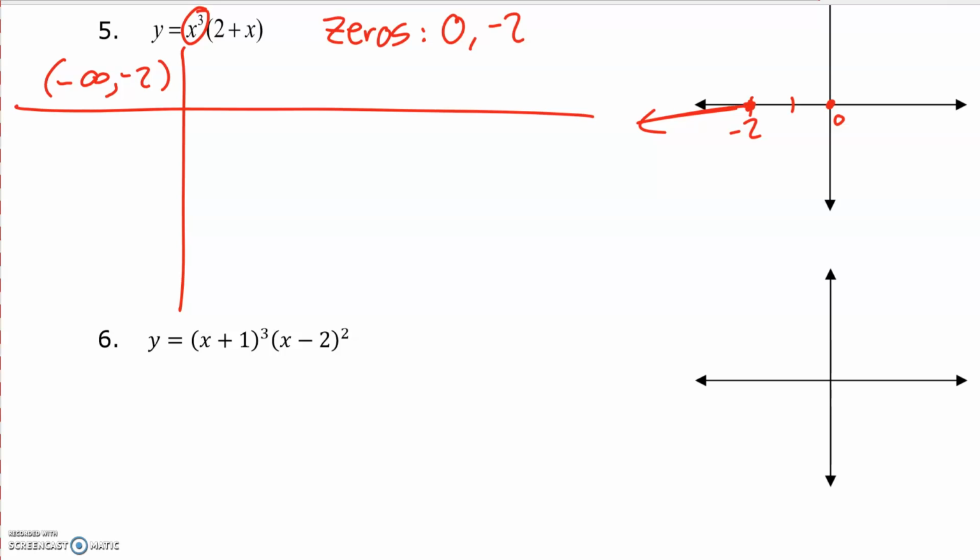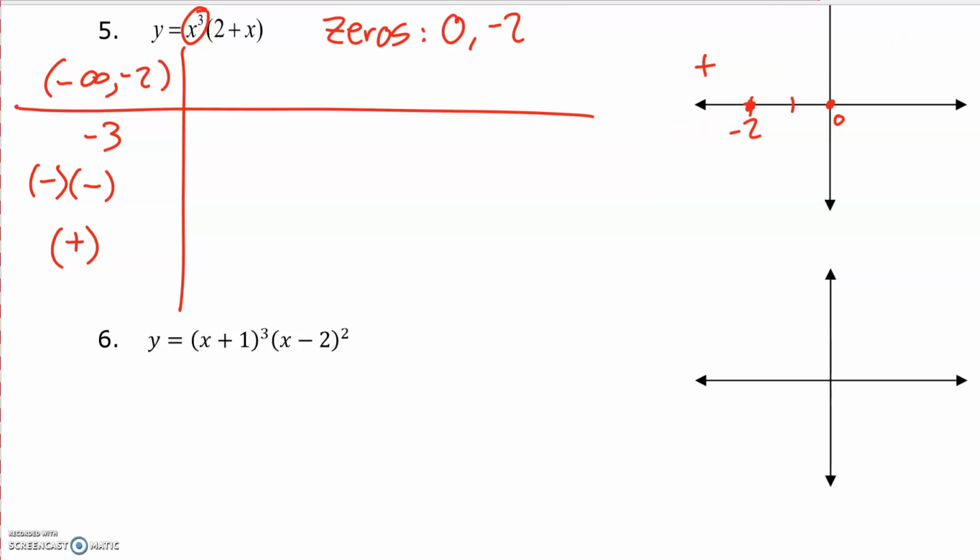Our first test point we're going to try is -3. So we're going to see if it's above or below that graph. So when I substitute -3 in, -3 cubed is going to end up being negative, and then 2 plus -3 is going to give us a negative. Negative times a negative gives us a positive. All right, so we know that the graph is going to be above the x-axis between negative infinity to -2.